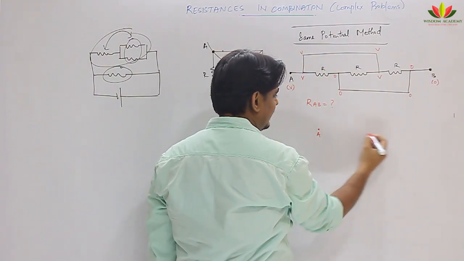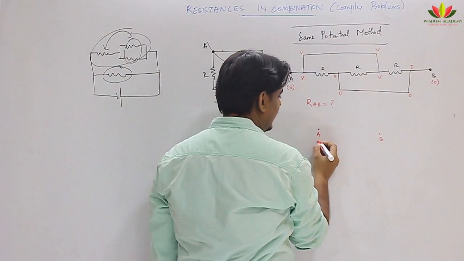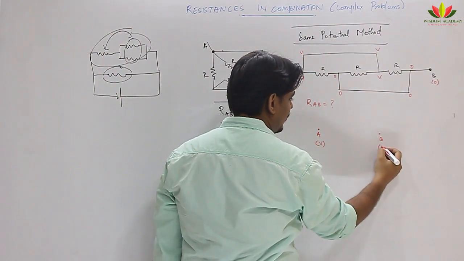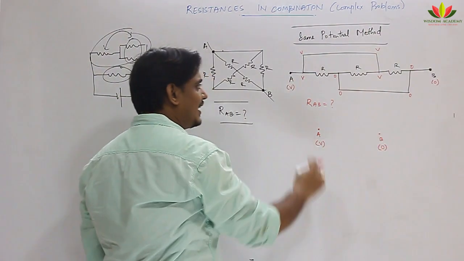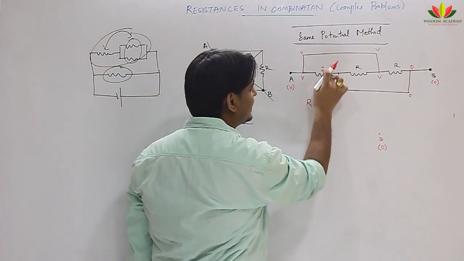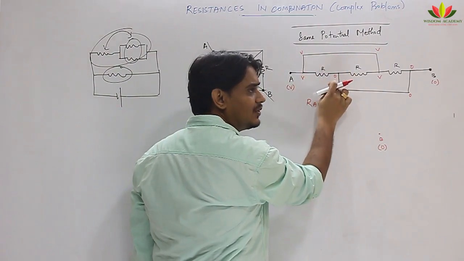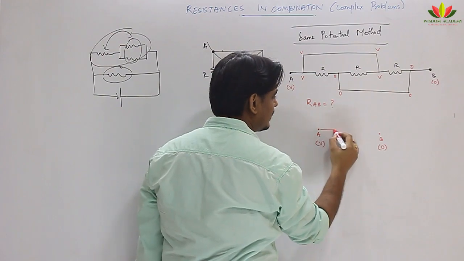Now what I am going to do is draw it in a simpler way. This is point A, this is point B. A has potential V, B has potential 0. So for V, what points do you see? This R falls between what? V and 0. So between V and 0, there is one R.